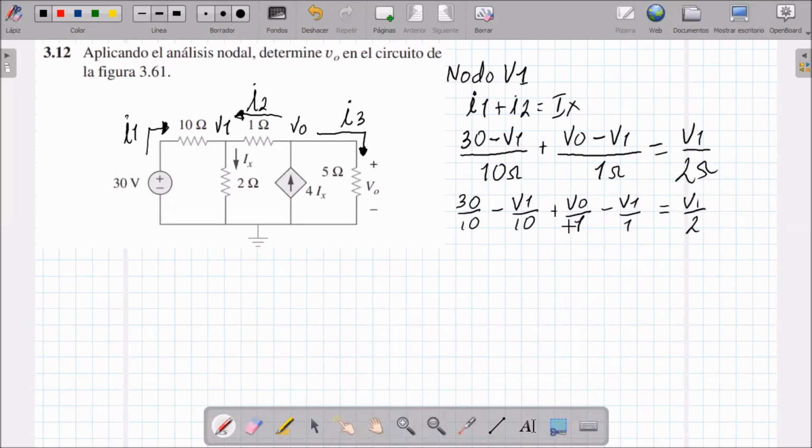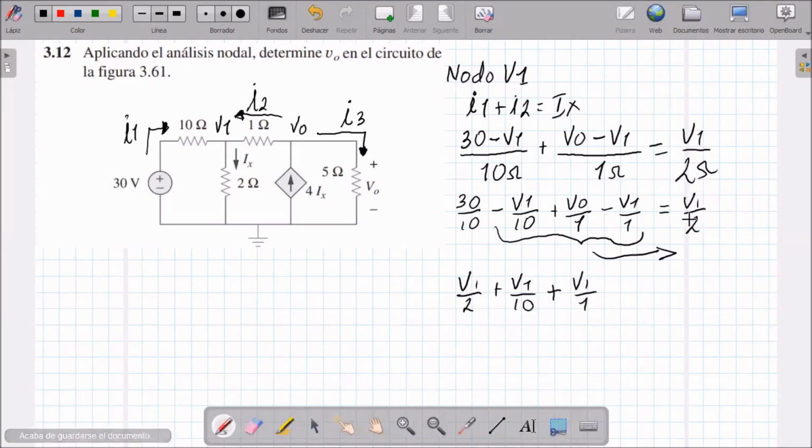I'm going to pass this whole expression to the other side, and I would have V1 over 2 plus V1 over 10 plus V1 over 1. This one has negative polarity, so I move it to the other side with positive polarity. I put V1 first, and at the end I have 0 over a negative 1.